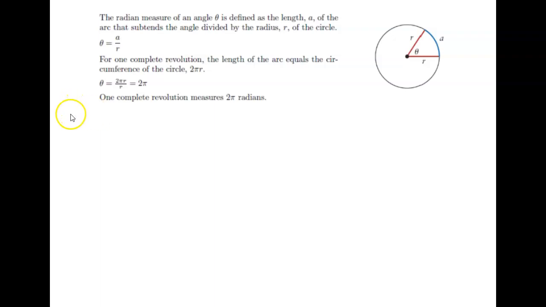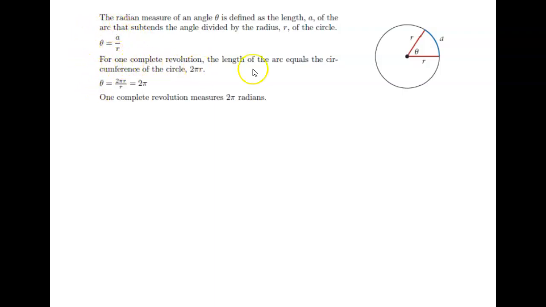In this lesson, we're going to find a new way to talk about distance in and around a circle. But where you're used to seeing degrees, we are now going to talk about radian measure, or radians. The radian measure of an angle theta is defined as the length, A, of the arc around the circle divided by the radius, R, of the circle. So that can be used in this formula here.